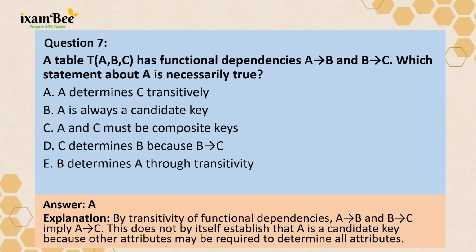We are given A determines B and B determines C. By transitivity, that chain lets us conclude A determines C as well. A reaches C indirectly through B.